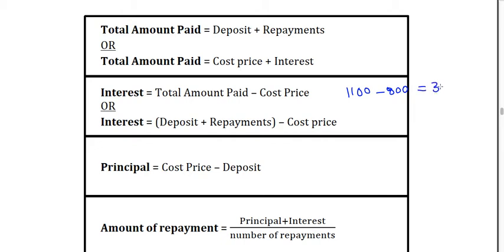As you can see, the difference would be $300. The extra that you pay for entering into this agreement, that is the interest amount. Now, of course, if I extended this a little bit further, if I needed to find that total amount first, I could add deposit with repayments and then subtract the cost price. That's another way of looking at the interest.